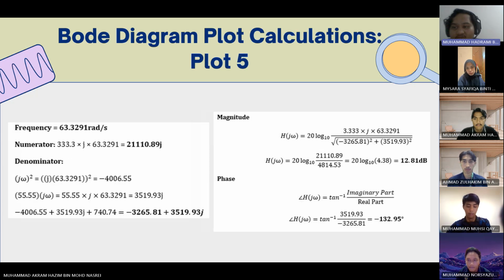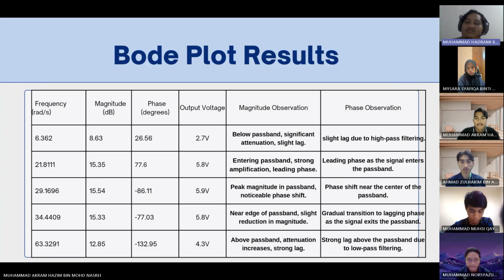And lastly, for our plot 5 we get 12.81 dB, and for our phase we get negative 132.95 degree. So next, for the result table, I will pass to the next person.